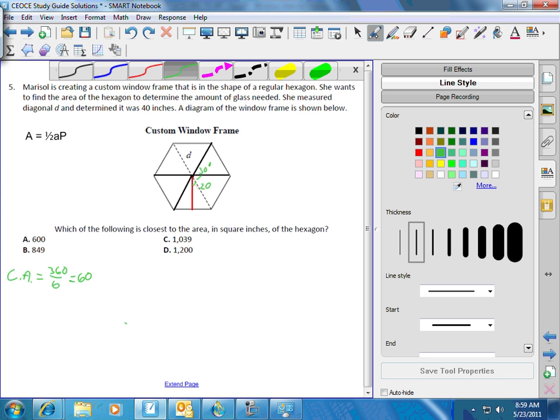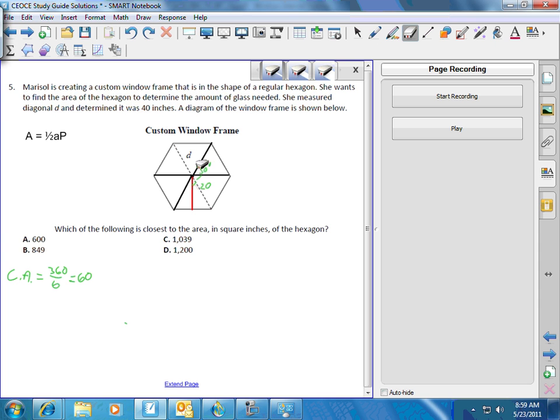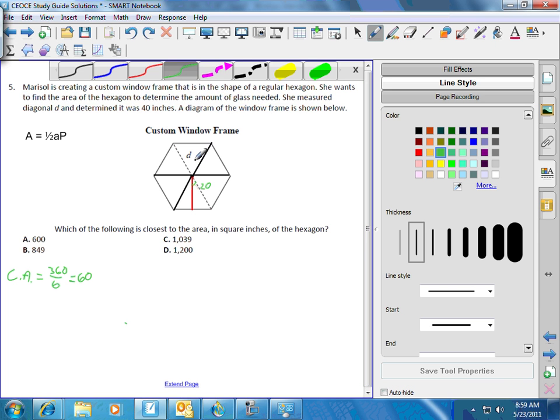So this angle here is 30 degrees. And we know that this one's 90, so 30 and 90 from 180 is 60, so this is a 60-degree angle here. We need the apothem, and we need the perimeter.